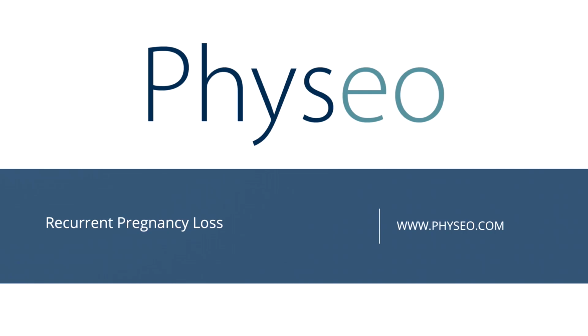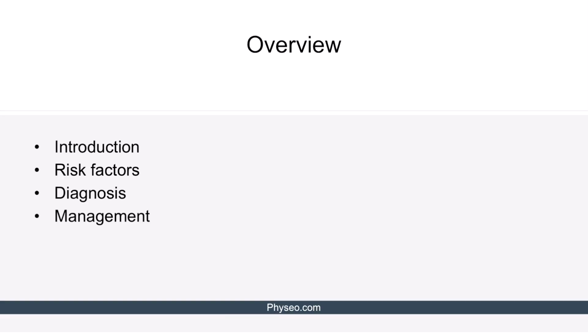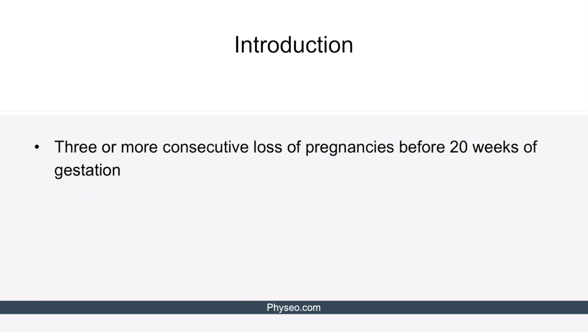Welcome to our video on recurrent pregnancy loss. Let's get started. Here's our overview slide. Let's begin with an introduction. Recurrent pregnancy loss is defined as 3 or more consecutive losses of pregnancies before 20 weeks of gestation.